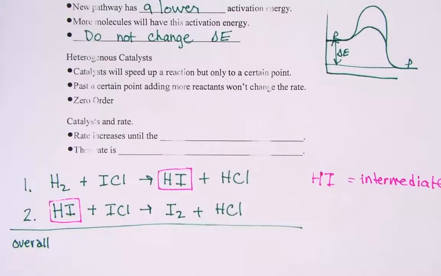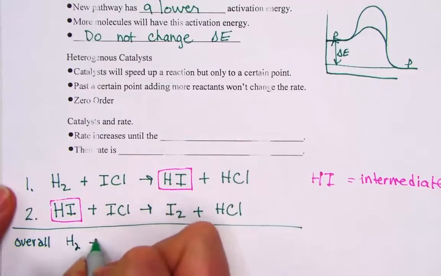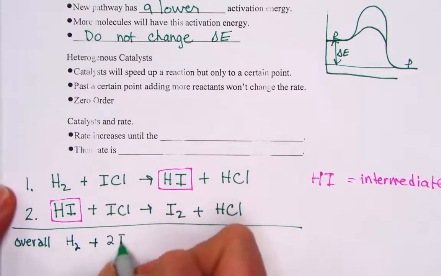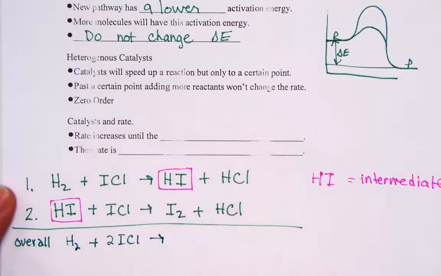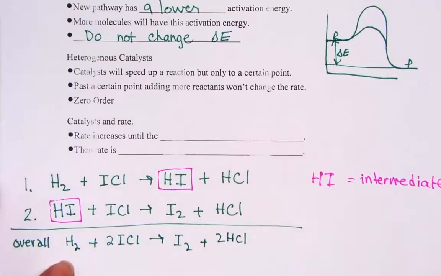So here's what I'm noticing as the overall equation. I have H2 plus 2 molecules of ICl forming I2 and 2 molecules of HCl. The overall equation eliminated the intermediate HI.